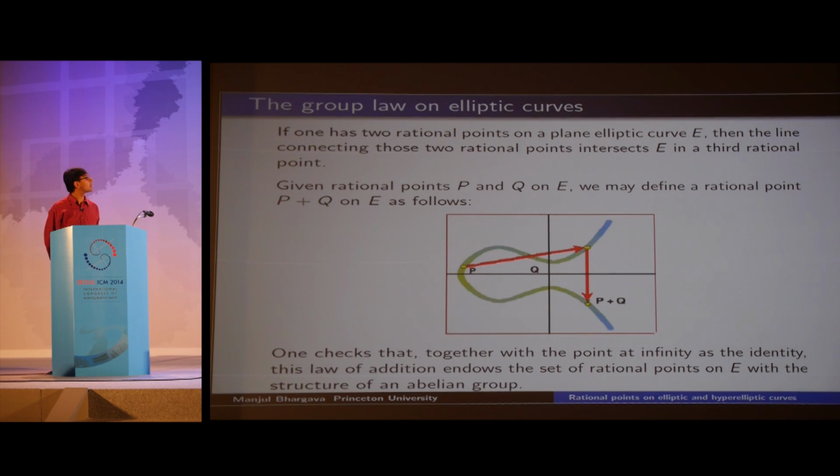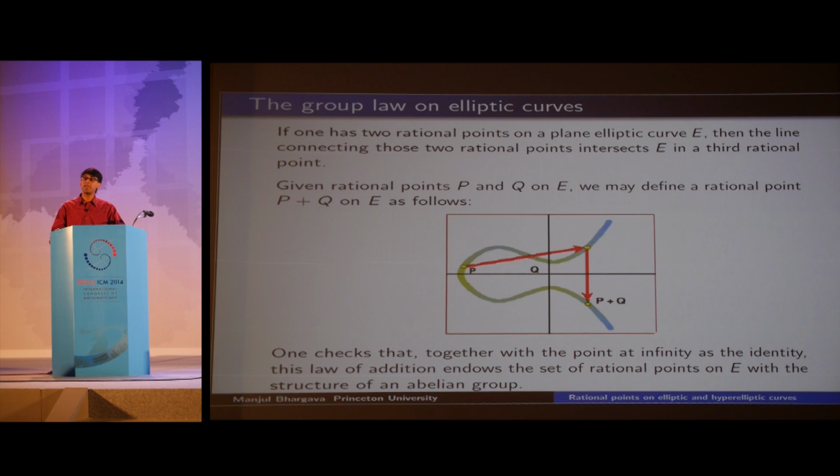And one checks that this law of addition, together with the point at infinity as the identity, works. So what's the point at infinity? The point at infinity is the point that you get when you go all the way up the curve to infinity, or equivalently when you go all the way down. Okay, that's called the point at infinity. And if you take that to be the identity of this group law, then this addition law endows the set of rational points on the elliptic curve with the structure of an abelian group.